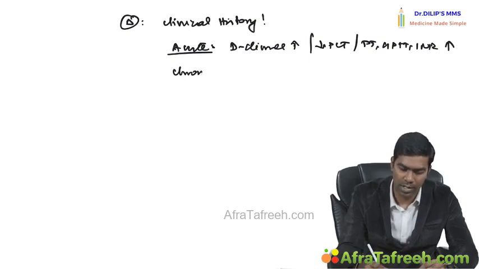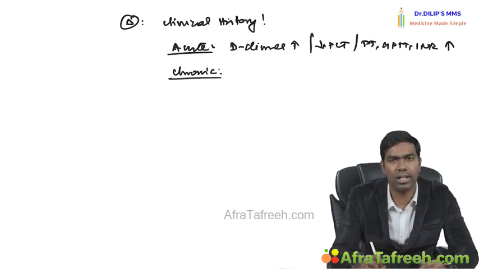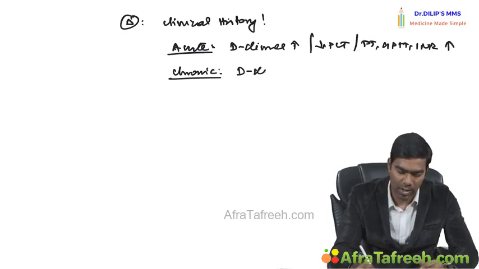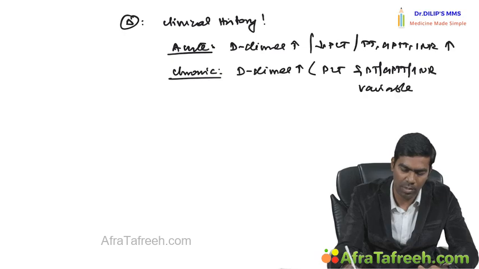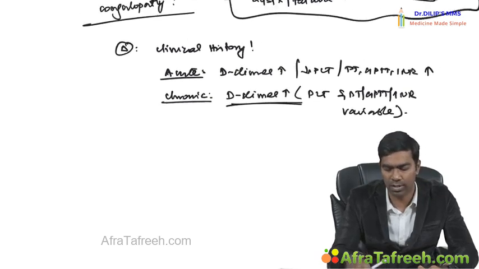Suppose it's a chronic DIC. Again your D-dimer will be elevated because of ongoing thrombosis, but remember platelet levels and PT, APTT, INR values are highly variable, which means they can be normal sometimes. Only D-dimer elevation you will see.